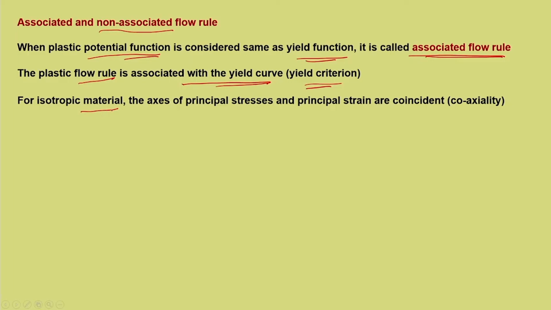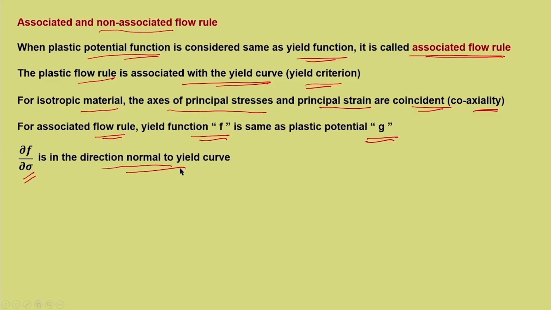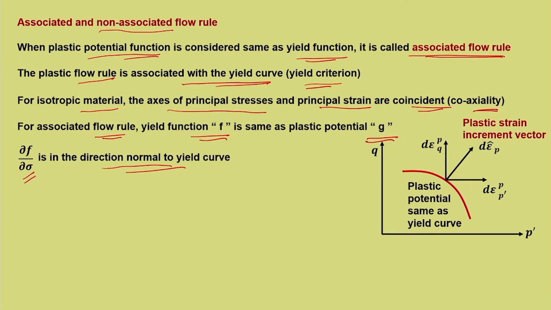For isotropic material, the axis of principal stresses and principal strain are coincident, that is coaxiality, which we have already discussed. For associated flow rule, yield function F is the same as plastic potential G, and ∂F/∂σ is in the direction normal to the yield curve. That is also very important. So, that is how it looks: Q versus P dash, the plastic potential, which is the same as the yield curve in the associated flow rule.